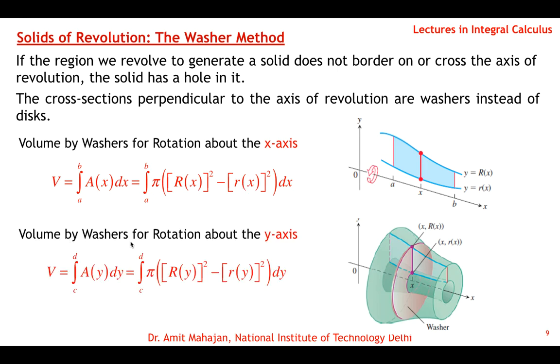Okay, so the volume of washers for rotation about the y-axis will be the integral of the cross-section area from c to d. In that case, it will be pi capital R square minus small r square. So pi times capital R square is like the area of the disk, minus pi times small r square, which is the area of the hole, which is subtracted from this to find the cross-sectional area of the washer, which is integrated from c to d to find the total volume.